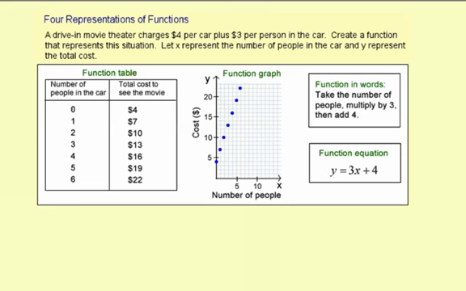And notice that you have different inputs, 0, 1, 2, 3, 4, 5, 6. These inputs are called the domain of the function. And then you have outputs, 4, 7, 10, 13, 16, 19, 22. And these outputs are called the range of the function. And each input has a corresponding output. And these are ordered pairs.